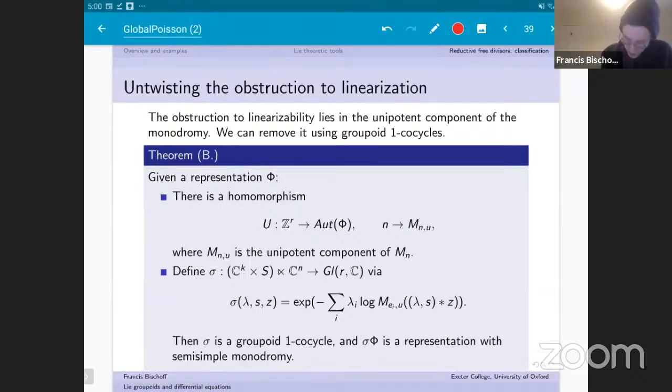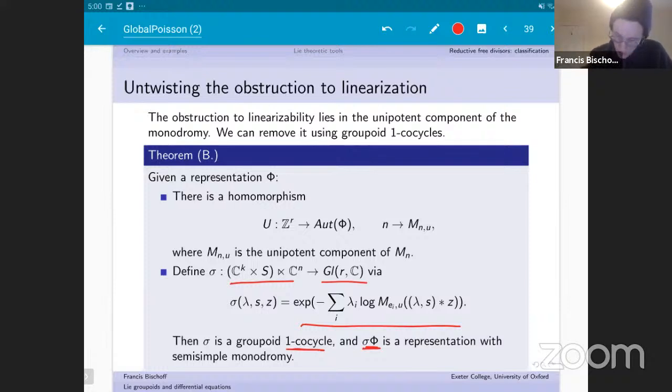Then, using this, we can construct the following map. It's a map sigma from the groupoid to GL_R, and it's constructed with this formula, which involves logarithms and exponentials. But the important point is that this gives us a groupoid one-cocycle. What this means is that if we compose it with the representation, we get another representation. And the important fact is that this representation now has semi-simple monodromy, which means that it can be linearized.